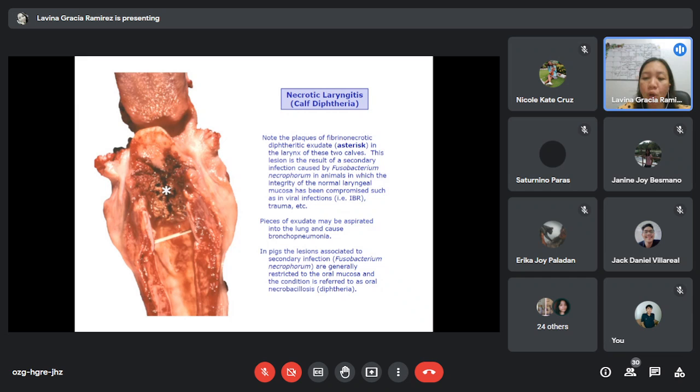That's why I mentioned the nasal mucosa and the oral mucosa, because they have microflora, and one is Fusobacterium. But definitely Fusobacterium can also be acquired from the environment. So the condition that can be produced or developed is oral necrobacillosis in pigs.